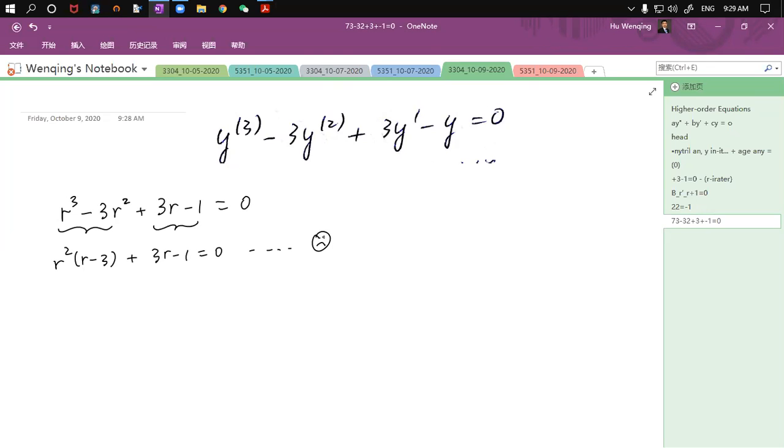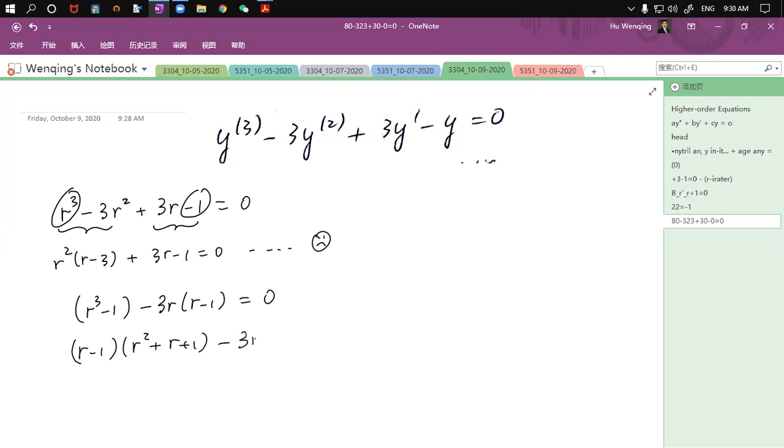So how do we do this technical grouping? Well, what you're going to do is group this one with this one. So that's r cubed minus 1, and then minus 3 times r multiplied by (r minus 1) is equal to 0. If you do this grouping, then you're going to have (r minus 1)(r squared plus r plus 1) minus 3r multiplied by (r minus 1) is equal to 0.